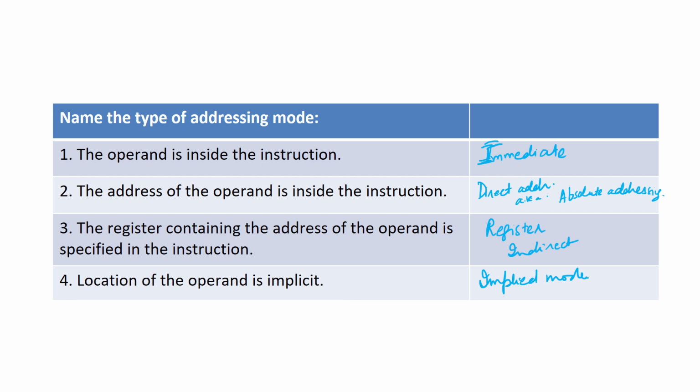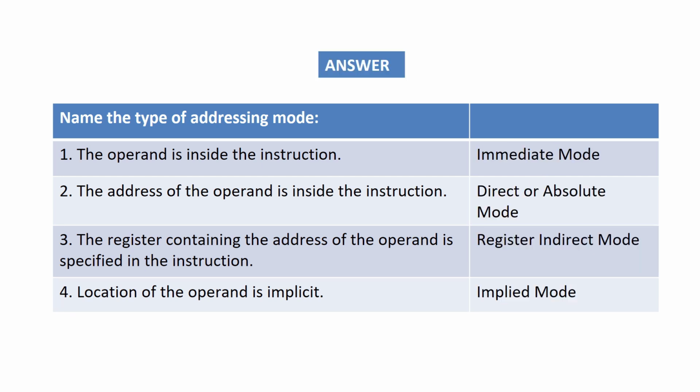Let's see the answers. So operand is inside the instruction, immediate mode. Address of the operand is inside the instruction, direct or absolute mode. The register containing the address of the operand is specified in the instruction, register indirect mode. Location of the operand is implicit, implied mode.